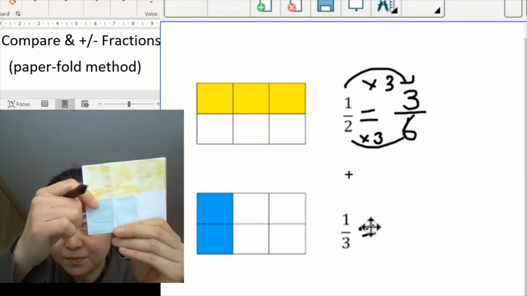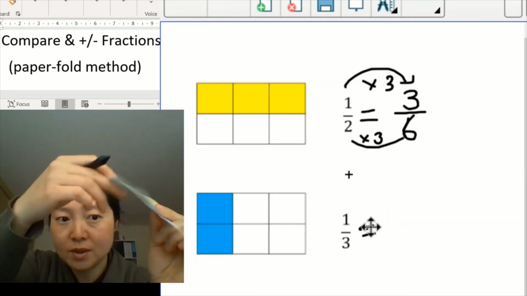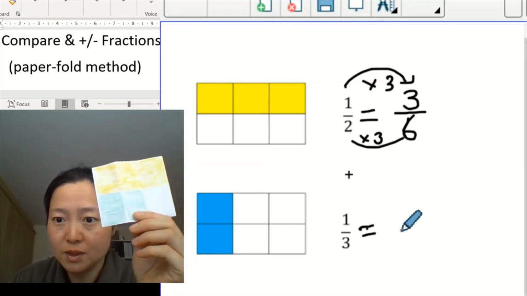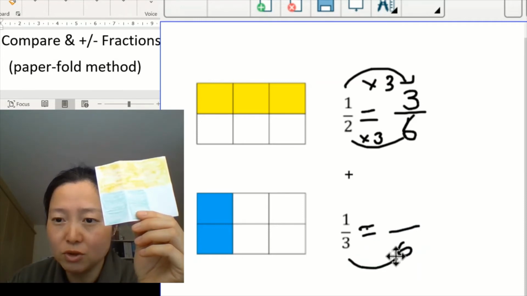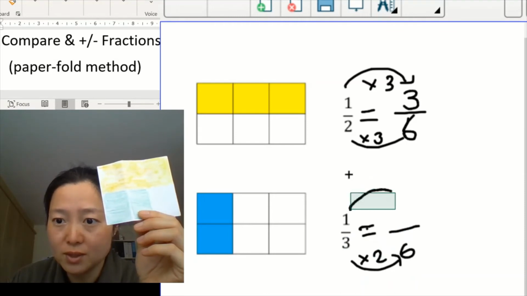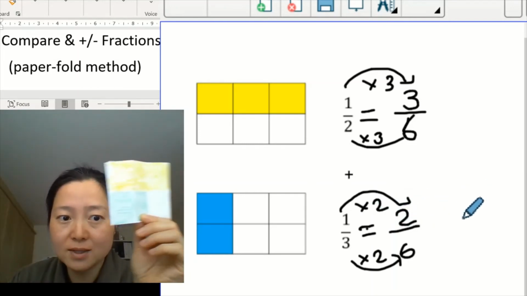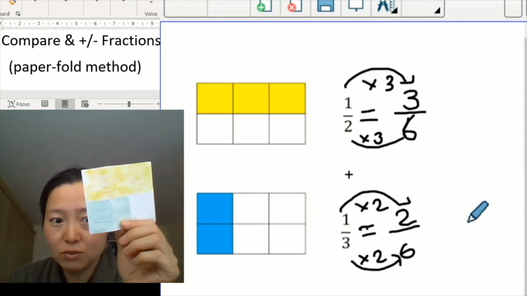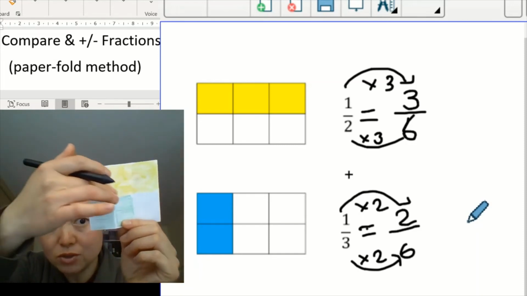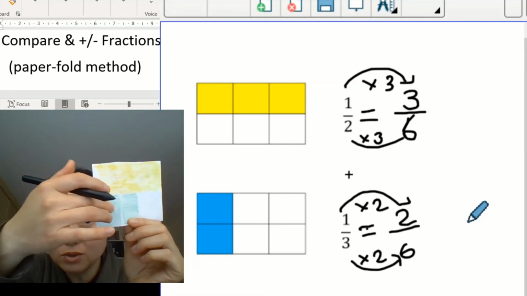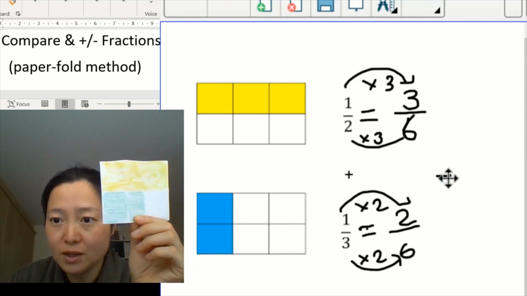Our third has become 2 out of 6 because I am multiplying the denominator by 2. I'm doing the same thing for the numerator, multiplied by 2. 2/6. And when we're adding these 2 fractions, we're basically putting all these little squares together. 1, 2, 3 plus 1, 2. Answer is 5. And our final answer is 5/6.